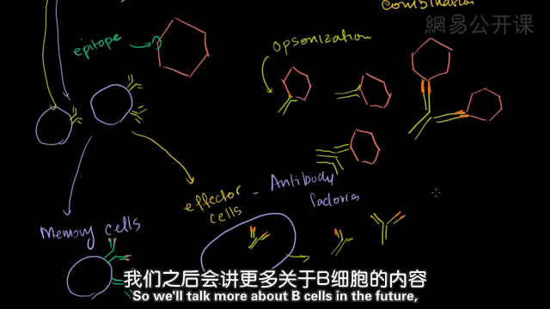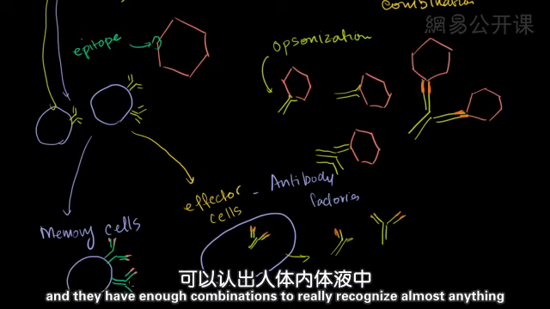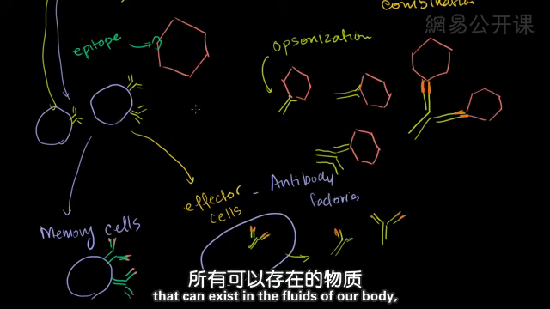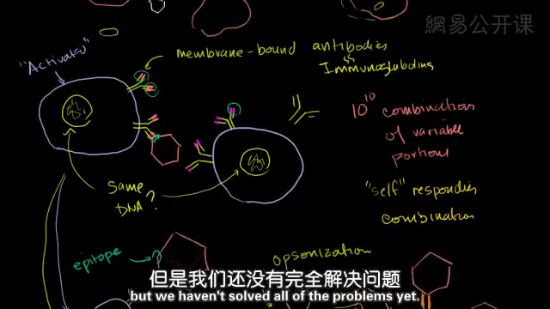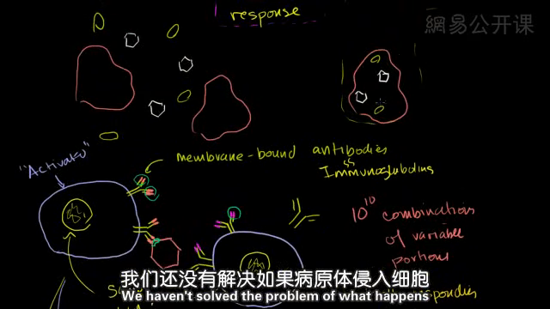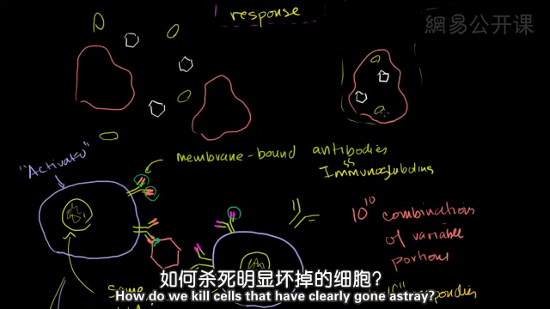So we'll talk more about B cells in the future, but I just find it fascinating that there are that many combinations, and they have enough combinations to really recognize almost anything that can exist in the fluids of our body. But we haven't solved all of the problems yet. We haven't solved the problem of what happens when things actually infiltrate cells, or we have cancer cells. How do we kill cells that have clearly gone astray?